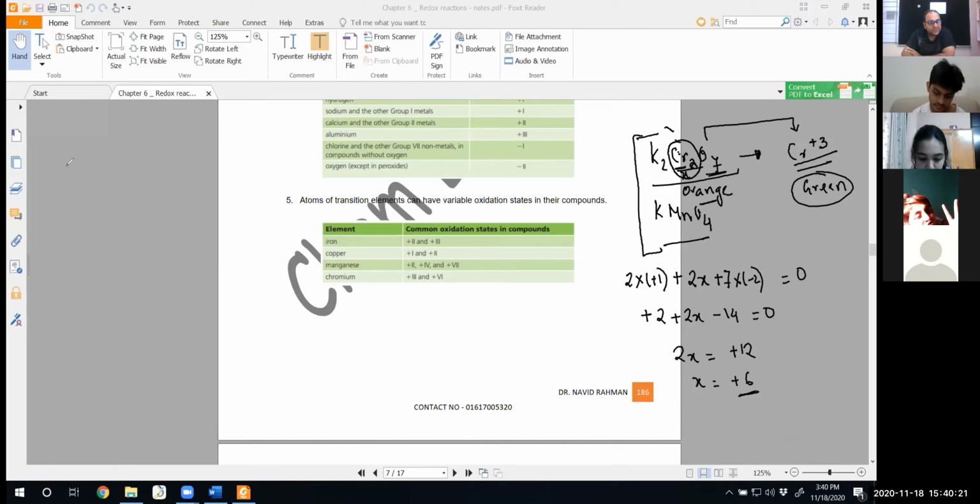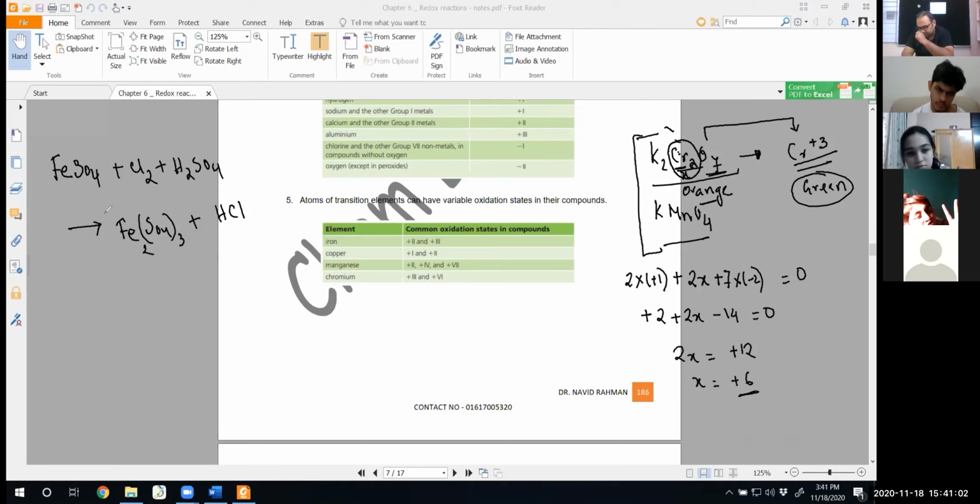Nikita, would you repeat your question once more? Yes sir. The question was iron 2 sulfate, plus chlorine, plus sulfuric acid, gives iron 3 sulfate, Fe2(SO4)3, plus hydrochloric acid, HCl. So they have given iron 2 sulfate, right?